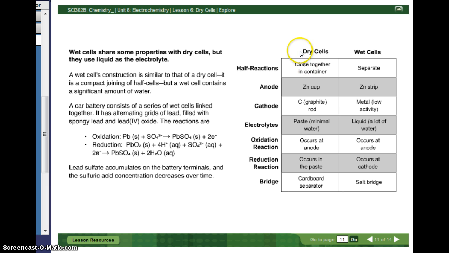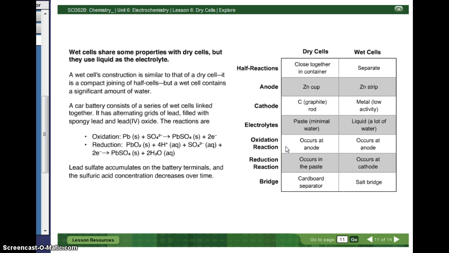All right, so let's look at the difference between dry cells and wet cells. First of all, the half reaction. Dry, close together in the container. Wet, the half reactions are separate, kind of like the pictures with the beakers. The anode is the zinc for both of them. The cathode for the dry cell is the carbon rod, and for the wet cell it's metal with low activity. The electrolyte is paste with minimal water versus a wet cell which is liquid with a lot of water.